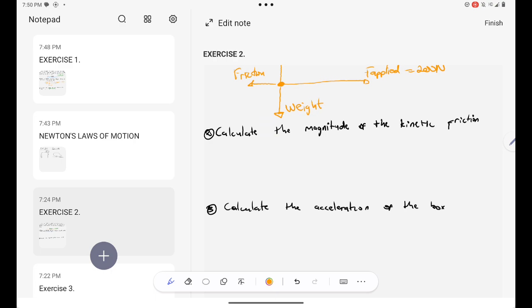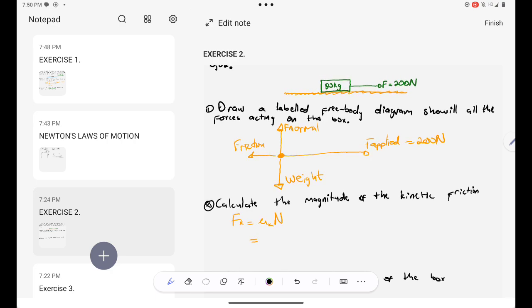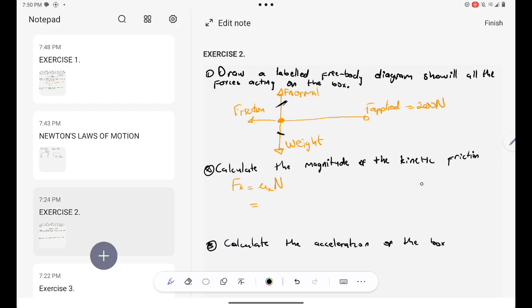Okay, they want us to calculate the magnitude of the kinetic friction. Remember that you are not given the value of the kinetic friction, however we are given its coefficient. There is a formula we use to calculate kinetic friction. It's mu k multiplied by the normal force. Mu k is just the coefficient, and then we can find the normal force. Remember that, guys, our box is not accelerating vertically, which simply means that the vertical forces are at equilibrium. With that being said, I can therefore conclude that my normal force will be equal to the gravitational force. Are you together?